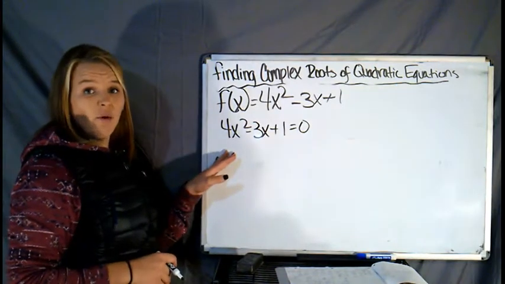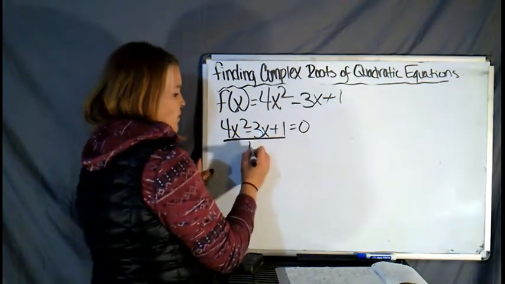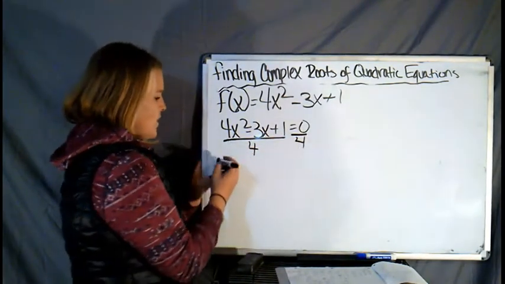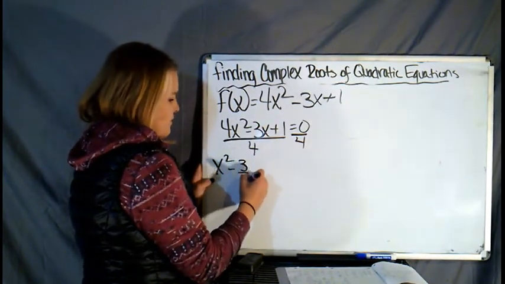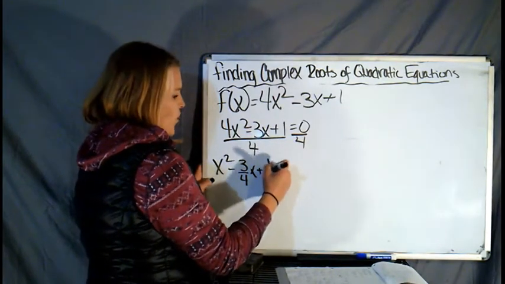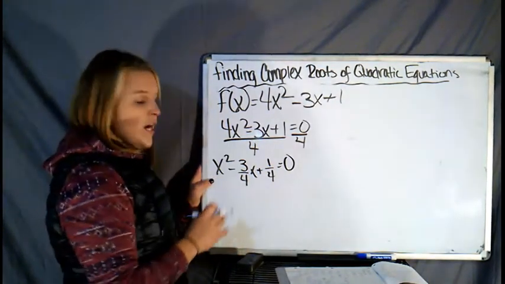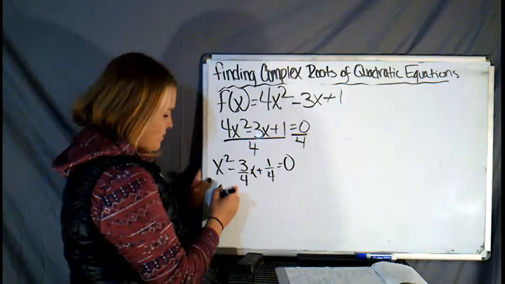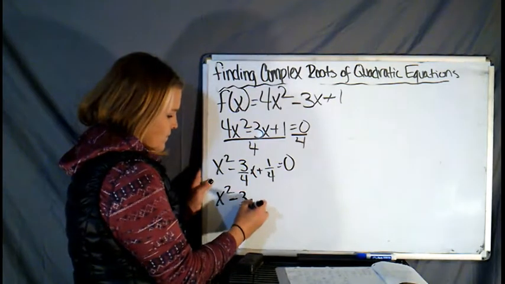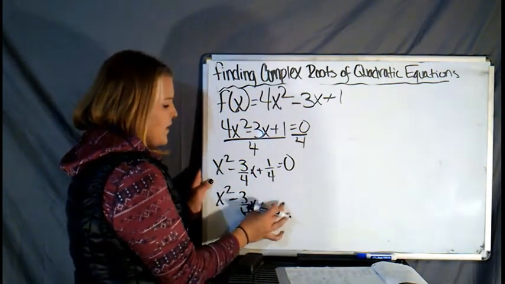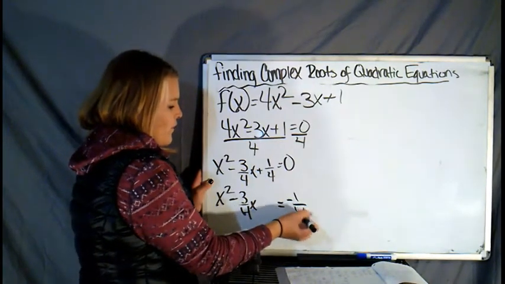Our a doesn't equal 1. It's a 4. So I need to divide this whole thing by 4. When I do that, I'm going to have x squared minus 3/4 x plus 1 over 4 is equal to 0. Okay? So now that our a equals 1, I can move my c to the other side. Leave a space for your new c is equal to negative 1 over 4.